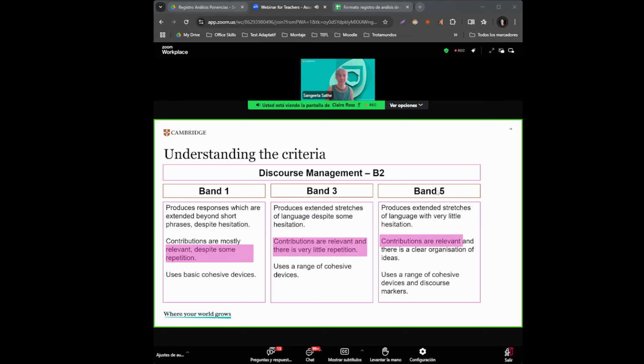Okay, relevance. For something to be relevant, the candidate needs to be talking about the topics and the tasks, answering the questions and talking about the topic within the test so that they don't go off topic and talk about different things. And also notice again, it mentions repetition. Even at band 3, we expect a little bit of repetition. This is normal when we're speaking.